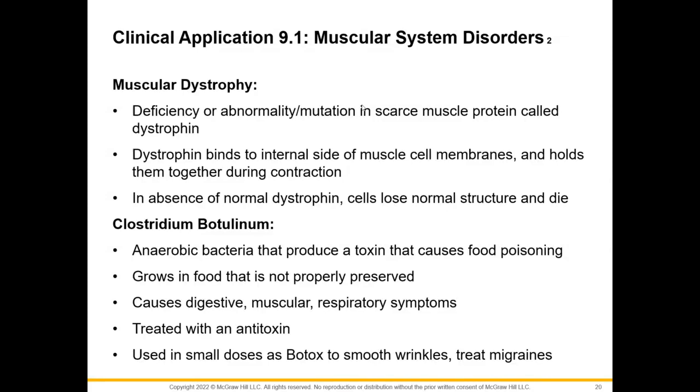Okay, there's also infection called Clostridium botulinum. It's an anaerobic bacterium that produces a toxin that causes food poisoning. This grows in food that's not properly preserved. And if a person takes it in, it causes digestive, muscular, and respiratory symptoms. We can treat it with an antitoxin, and it's used in small doses as Botox to smooth wrinkles and to treat migraines. You may have heard of those treatments before.